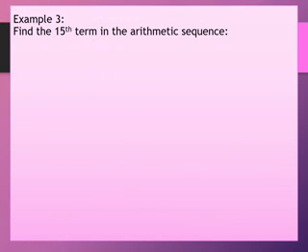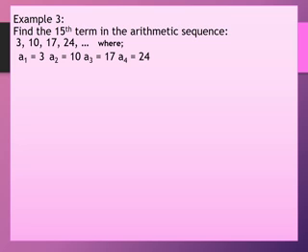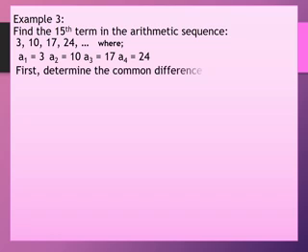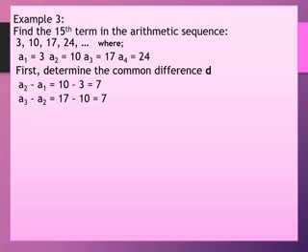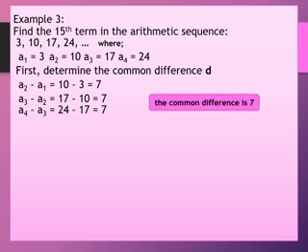Let's have example number 3. Find the 50th term in the arithmetic sequence 3, 10, 17, 24, where a sub 1 is 3, a sub 2 is 10, a sub 3 is 17, and a sub 4 is 24. First, determine the common difference. a sub 2 minus a sub 1, a sub 3 minus a sub 2, a sub 4 minus a sub 3, and the common difference is 7.